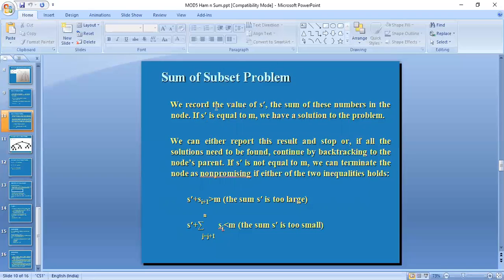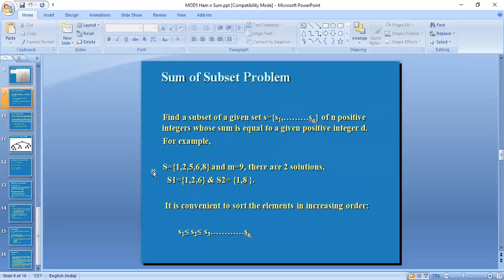Each time when you generate it, we are going to record the value. The value is denoted as S dash, which is nothing but whatever values are selected in the list so far. For example, when you go to the step 1, 2, what is 1 plus 2? 1 plus 2 is equal to 3. Is 3 equal to 9? No. So we go to the next one.